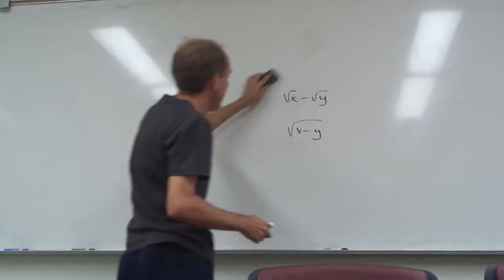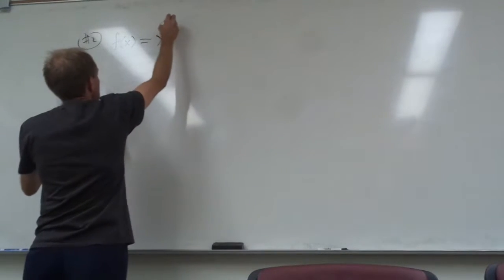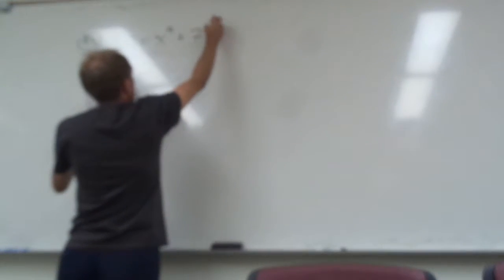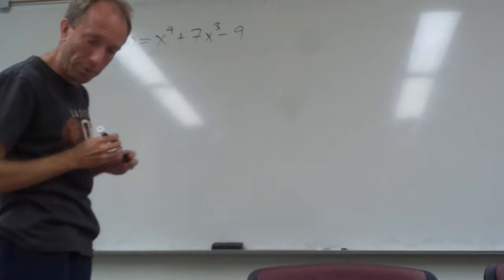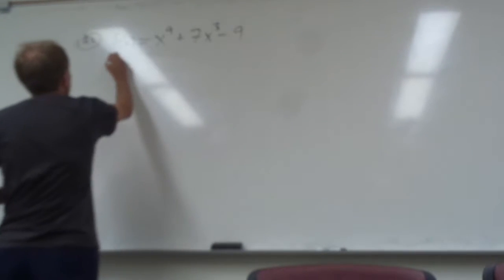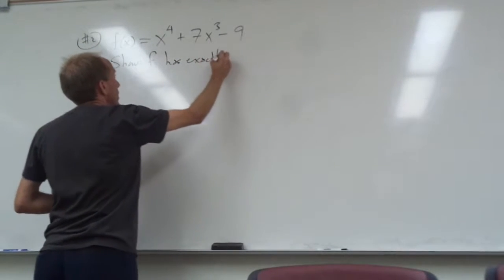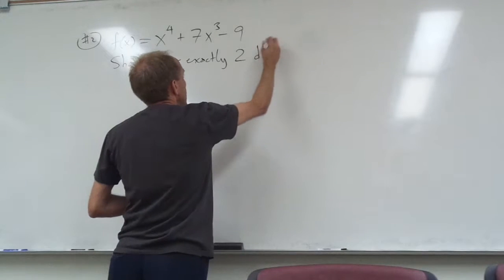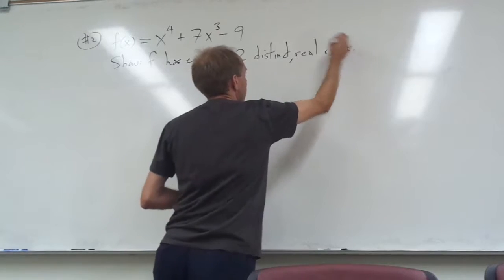Okay, great. Let's take a look at the next problem on the review sheet here. Number 2. They give you a polynomial. I'm just going to abbreviate the question here because you have the full statement of it in the handout. Here is the polynomial that they give you: x to the 4th plus 7x cubed minus 9. Show that f has exactly 2 distinct real roots.